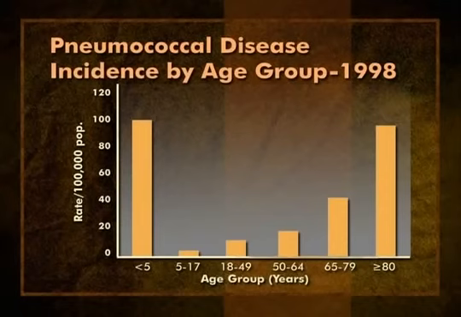The highest rates are among children younger than 5 years, particularly children 2 years and younger, shown in the bar at the far left, and among adults 80 years and older, shown in the bar at the far right of the graph. Incidence falls to its lowest point among children 5 to 17 years of age. After age 49, the incidence of pneumococcal disease rises steadily with increasing age.